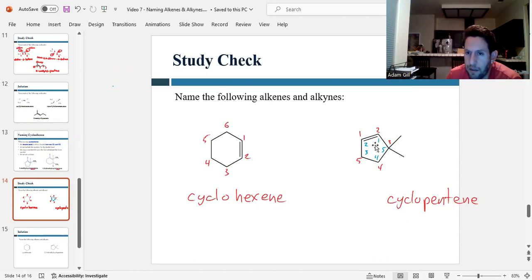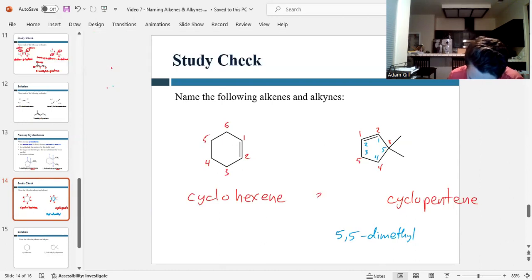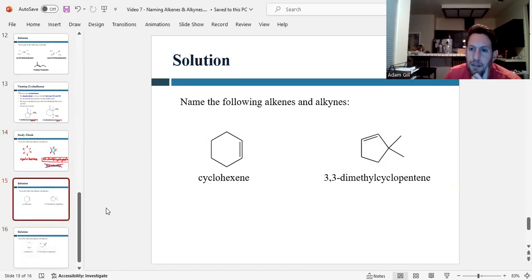Now, if we did the blue numbering, this would be 5, 5 dimethyl. Or if we did it in red, it would be 3, 3 dimethyl. We want the lowest number for the substituent, so this is incorrect. So we're going to stick with the red numbering scheme. So number it starting here, so 1, 3. 3, 3 dimethyl cyclopentene and cyclohexene.